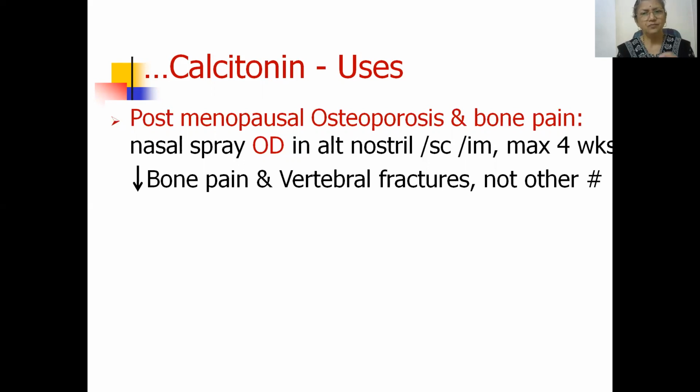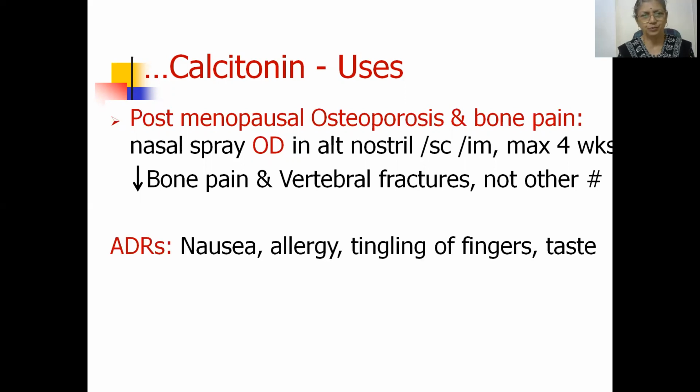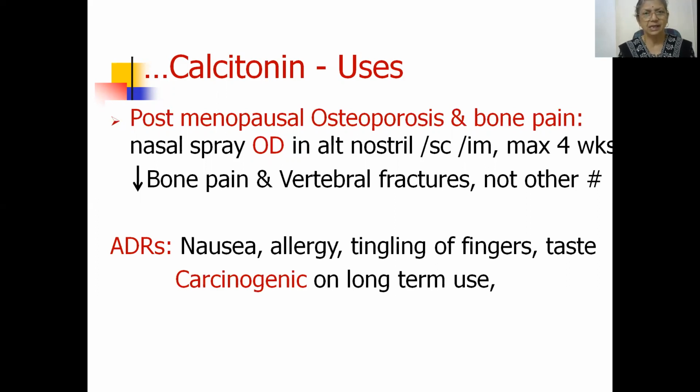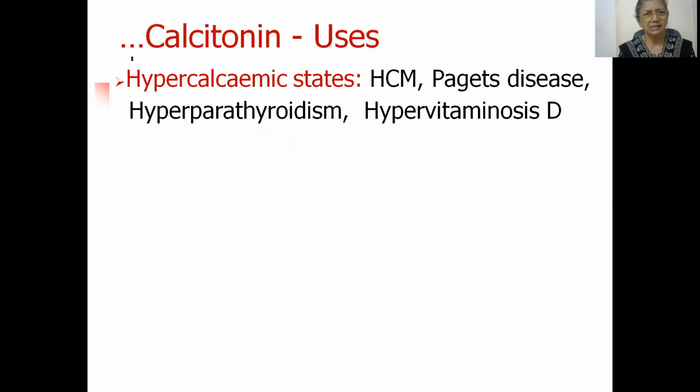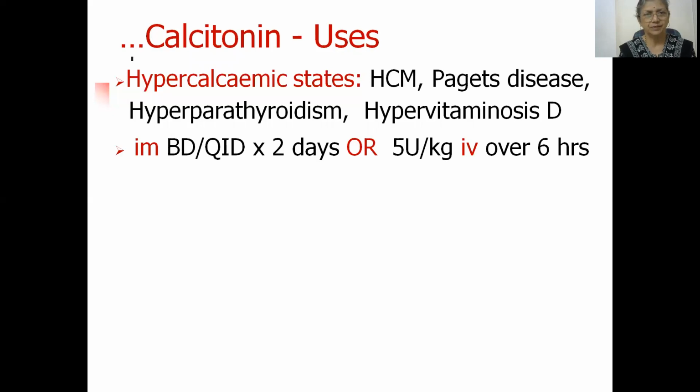So it reduces only vertebral fractures and not other fractures when we use it for prevention or control of osteoporosis. And it is associated with adverse effects of nausea, allergy, tingling of fingers, altered taste sensation, and as I said, carcinogenic on long-term use. And of course, it is costly. So it is again not the first-line drug for management of osteoporosis, used only in resistant osteoporosis, which is becoming really problematic. However, as I said, it can be used in hypercalcemic states as adjuvant to bisphosphonates.